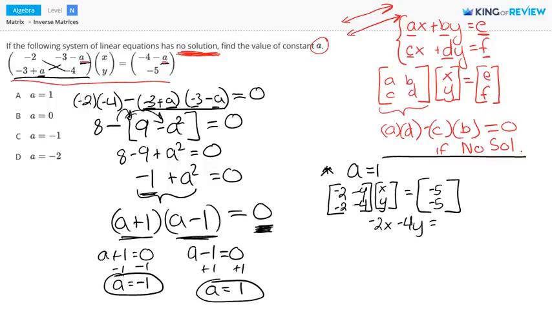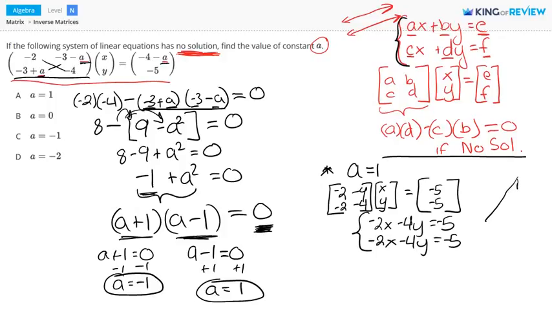So if we were to write these out as linear equations, we'd have negative 2x minus 4y equals negative 5. So I'm just following this setup here. And then our other equation is negative 2x minus 4y equals negative 5. So what do you notice about these two equations? Well, they're exactly the same.